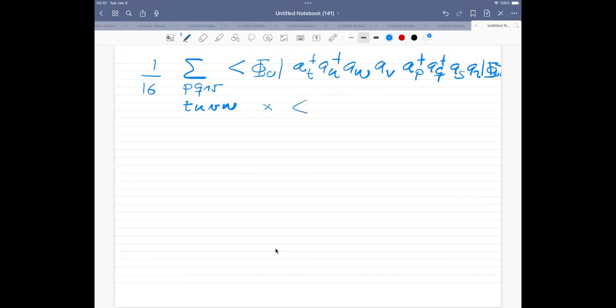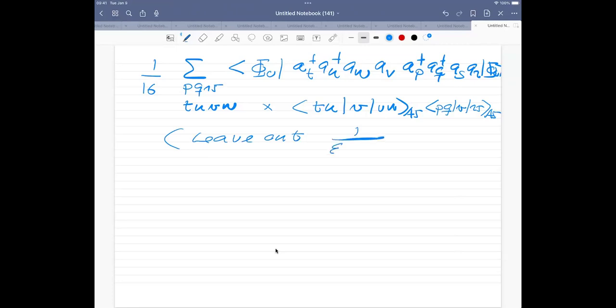And then this is multiplied with the matrix elements. I have TU of V, VW anti-symmetrized, multiplied with the term PQ V RS anti-symmetrized. Now I'm doing one thing just for the sake of simplicity: I'm leaving out the term epsilon minus H0. I'm just going to reintroduce it later, because now I just want to do the contractions here. So this is essentially what we end up doing.